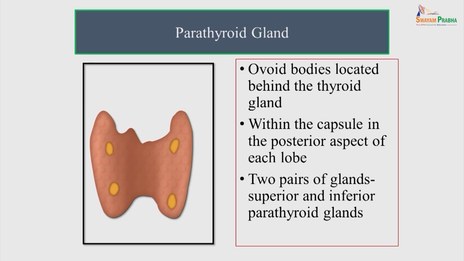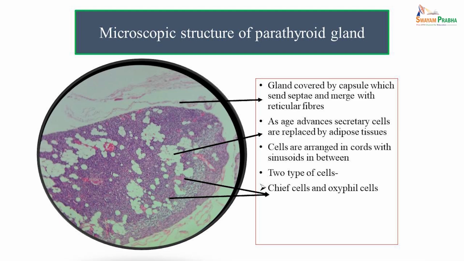Coming to the next gland, the ovoid shaped bodies located behind the thyroid gland are the parathyroid glands. They are present within the capsule in the posterior aspect of each lobe. There are two pairs of glands, two superior and two inferior parathyroid glands. Coming to the microscopic features of the parathyroid gland, the gland is covered by a capsule which sends septa into the stroma of the gland, and it merges with the reticular fibers of the stroma. As age advances, secretory cells are replaced by adipose tissue.